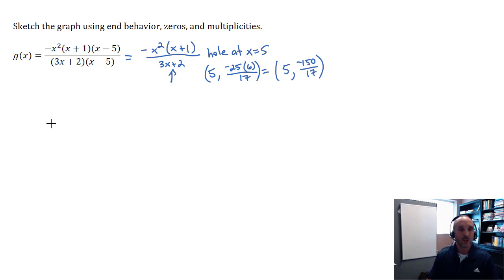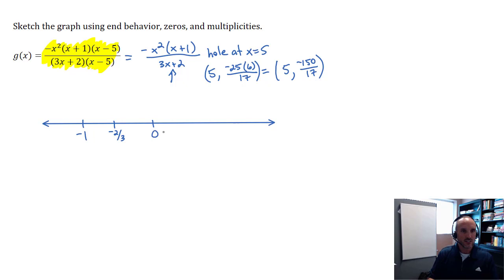Now we can go ahead and set up our number line chart with the zeros and multiplicities. And again, I'm going to look at the unsimplified version of the function so that I don't forget about that x equals 5 on my number line. So my zeros are 0, -1, 5, and -2/3. So let's see here. -1 comes first. Then we've got -2/3. Then we've got 0. And then we've got 5.